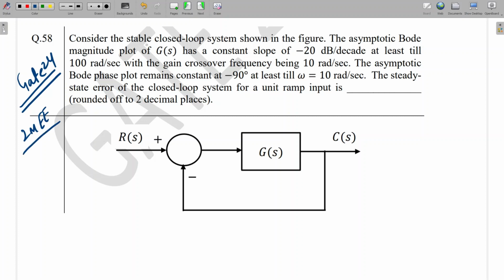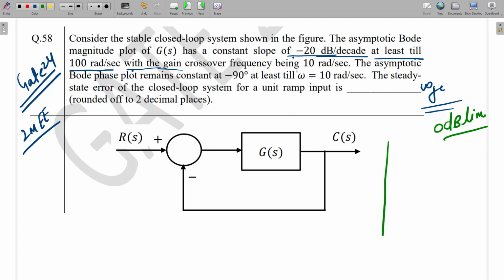So you see the language. Consider a stable closed loop system in the figure. The asymptotic Bode magnitude plot of the G(s) has a constant slope of minus 20 dB per decade at least till 100 radian per second, with the gain crossover frequency being 10 radian per second. So what is omega GC? Can anyone tell what is omega GC? It is where the magnitude crosses the 0 dB line, the gain crossover frequency, sir.